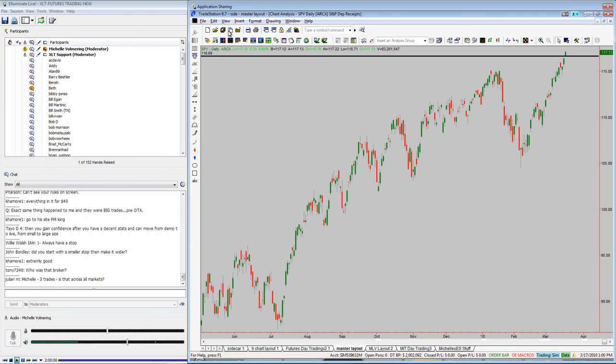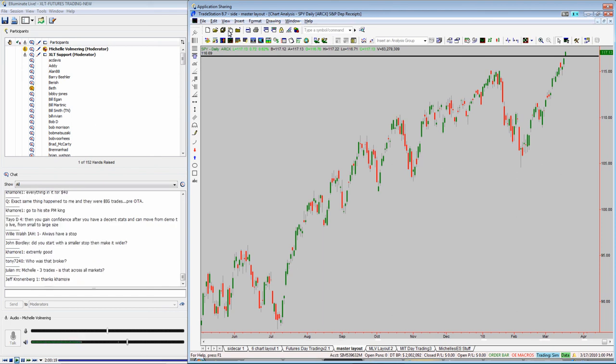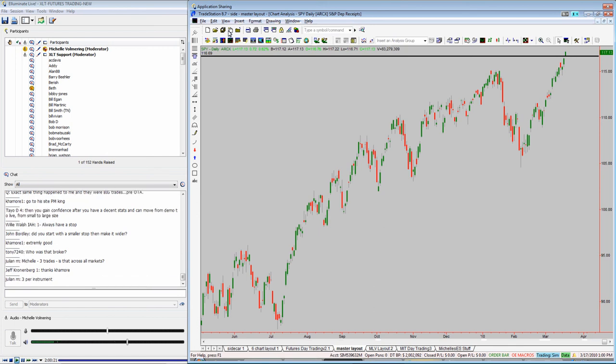Okay? So, if I'm going to get into the S&P futures, and this is across the board on any instrument, I will not take more than 3 trades in one instrument. Okay, Julianne? So if I have the S&P futures and that's my day trading style, I will not take more than 3 trades.